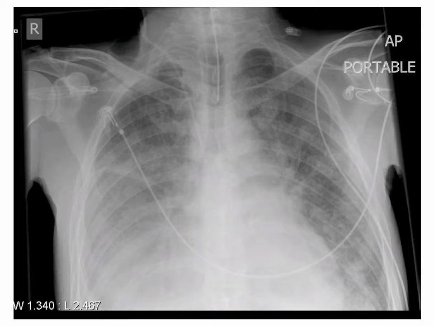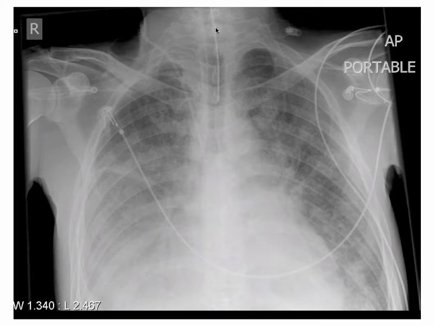Just to give you an idea of appropriate placement of an endotracheal tube, here we have the right lung, over here's the left lung, this is the heart, here's the trachea, and right at the base we have the carina. This is the right mainstem bronchus, and then the left mainstem bronchus moves this way.